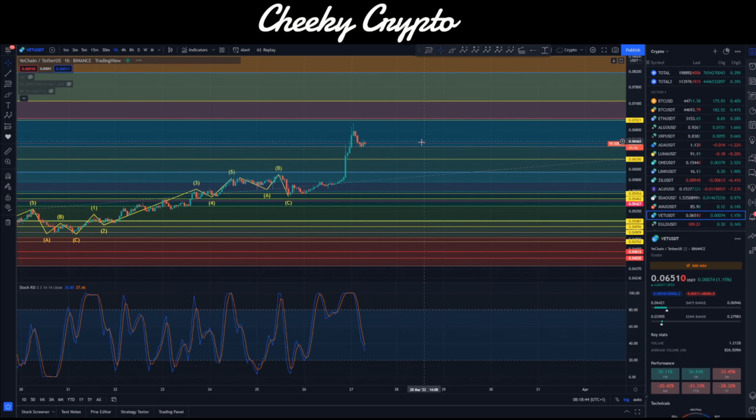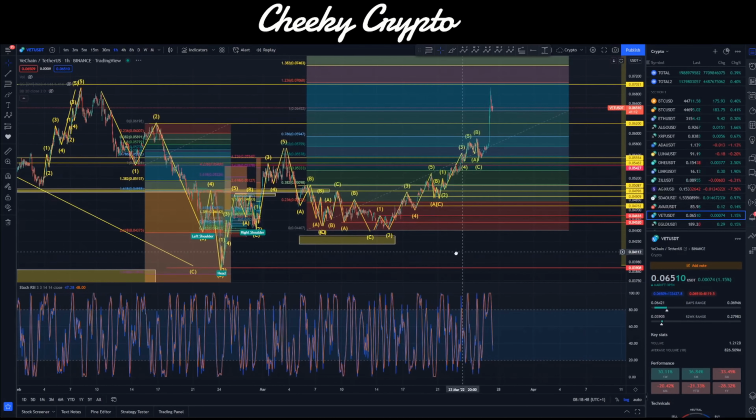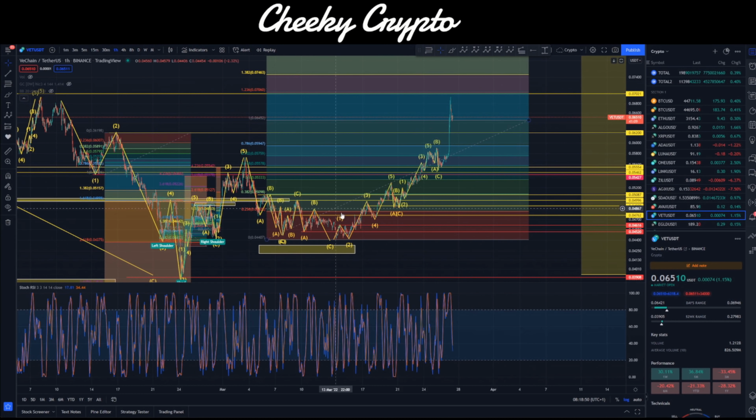Now we come down into our hourly chart. We've got a good structure, and we're going to take a look at this structure and see what's going on, right? Because we've got 5 waves up, 3 waves down, 5 waves up, 3 waves down, and now we're on some kind of tracking up here.